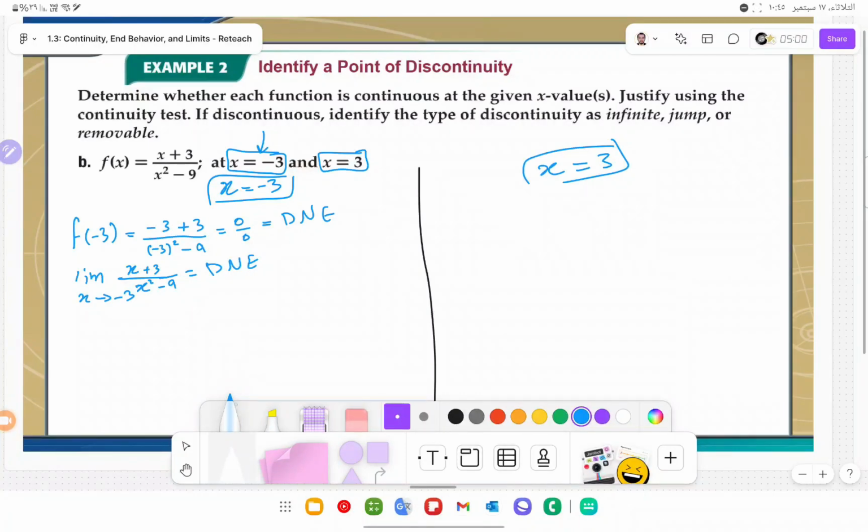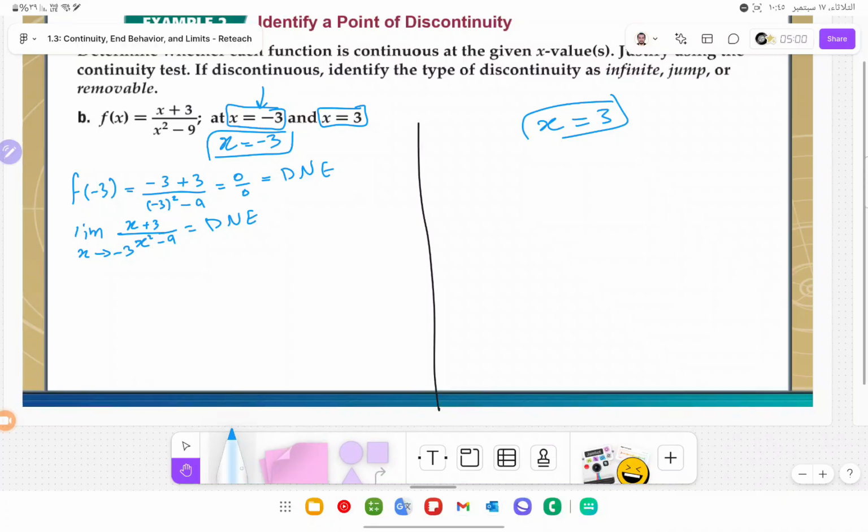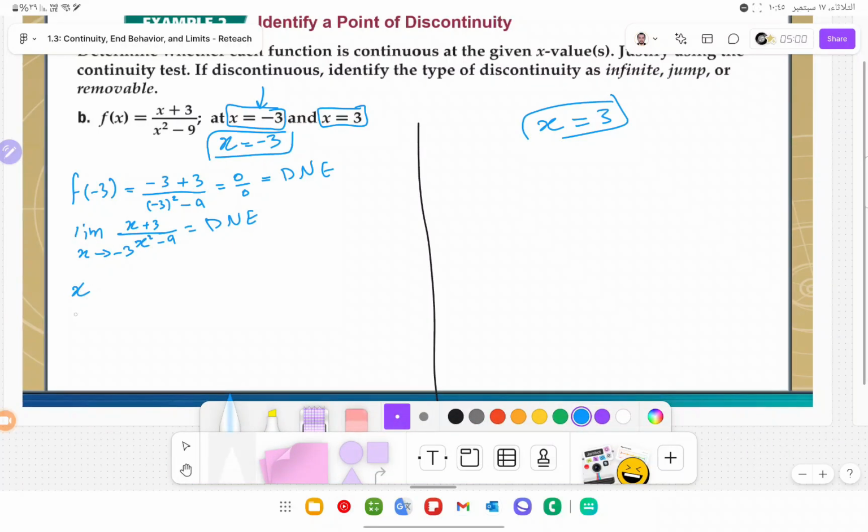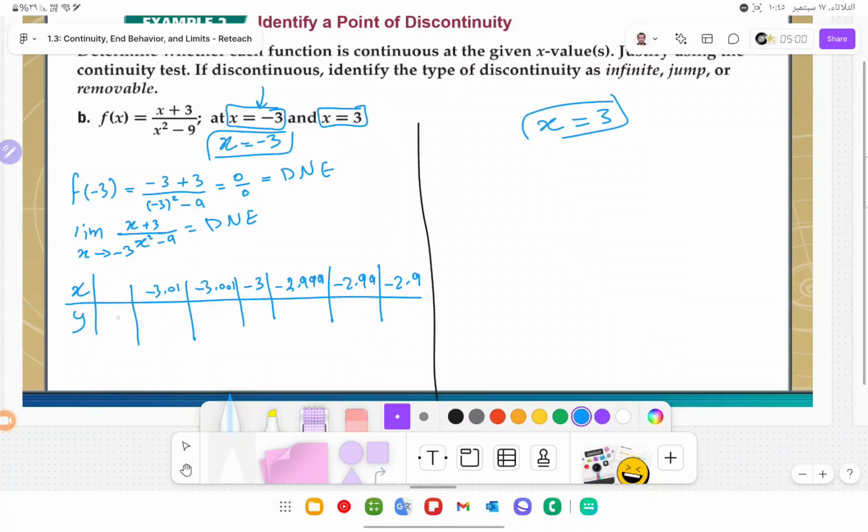You don't have to do the limit. Okay, but I just did it for you. Now let's make a table. So I have x, I have y. Make a long table. In the middle you should put the point, which is negative 3. Pick points greater than negative 3: negative 2.999, negative 2.99, negative 2.9. Pick points less than negative 3: negative 3.001, negative 3.01, then negative 3.1.